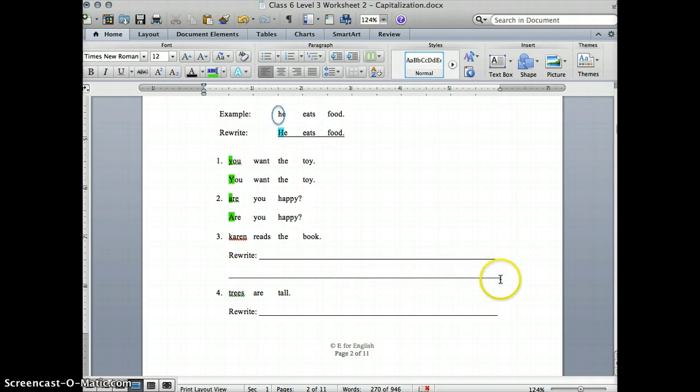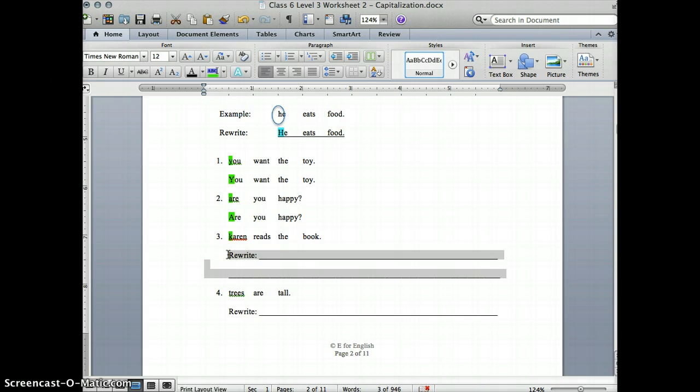Let's try number 3. So our first step is to look at, shout it out, the first letter of the first word. Exactly. So in this case, the first letter of the first word is going to be K for Karen. And now what do we have to do? Shout it out. Exactly. We have to rewrite the entire sentence with the right capital letters.